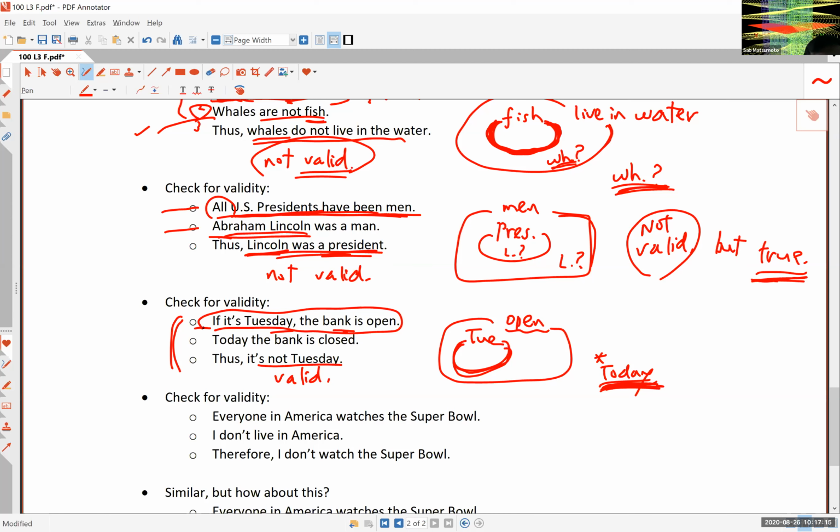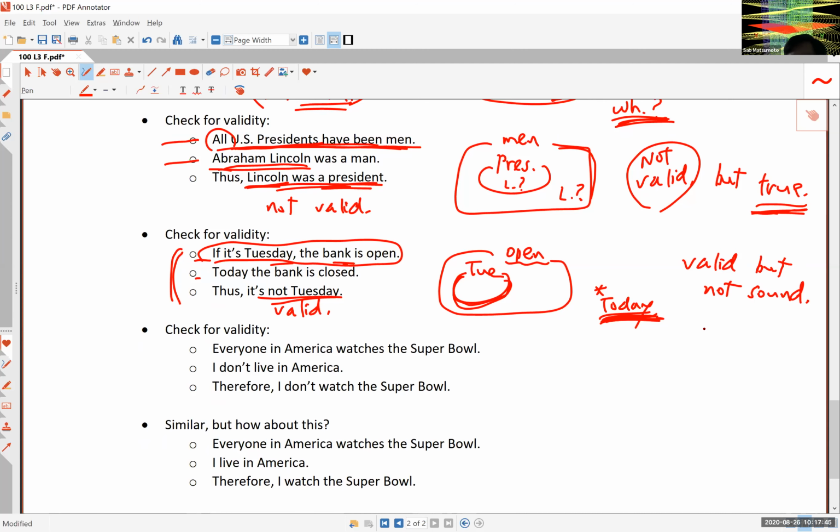But if the first statement were true, and if the second statement is true, then the valid argument will give you a true sentence. And in that case, this will be called sound. So here's a good example of a valid argument, but not sound. Sound means that each statement is true, and the argument is valid, and therefore the conclusion is true. So let me go ahead and say this again. Sound means that every sentence is true, and the argument as a structure is valid.